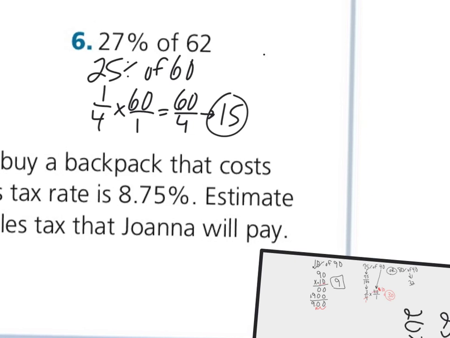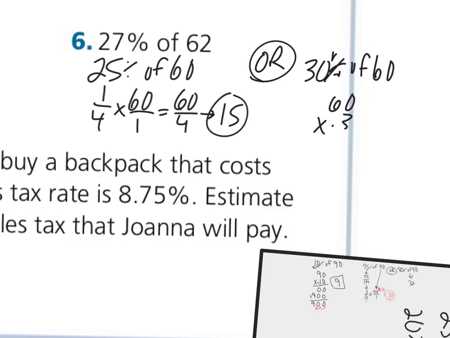Another option you could do for this, you could do 30% of 60. So let's just do that as a decimal just to show you another way. Move your decimal over one spot, that would be 18. So both pretty close together, so those are both pretty good estimates for that one.